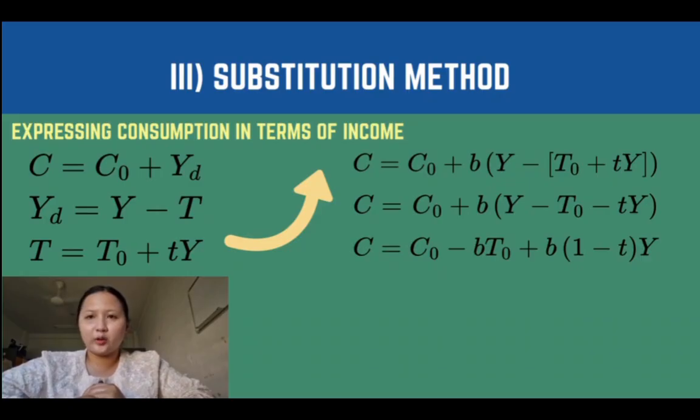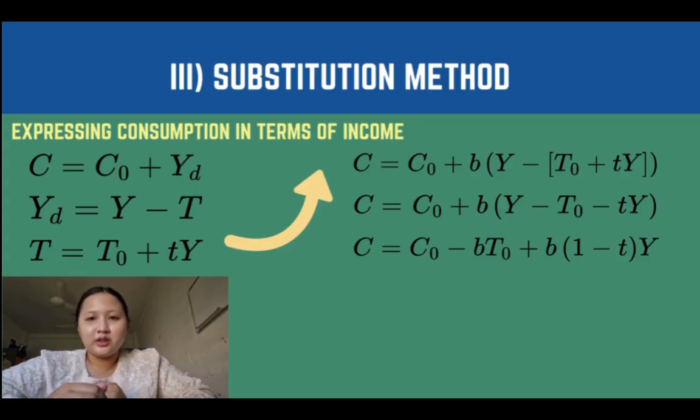Hello everyone. For question 3, I will solve for the equilibrium values of national income Y, consumption C, and tax T using the variable substitution method. Now we begin with our consumption function C equals C naught plus B times Y sub D. Since disposable income Y sub D is simply what is left after taxes, or Y minus T, we substitute our tax equation T equals T naught plus T times Y directly into it.